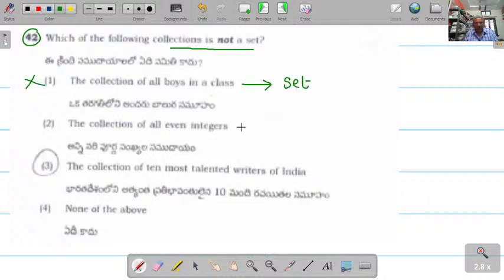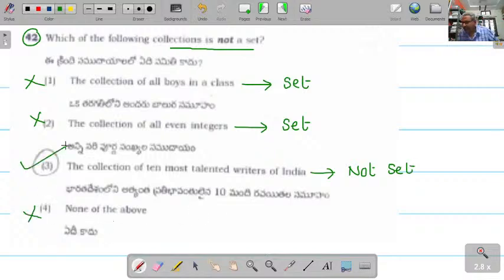The collection of even integers, yes, it's a set. It's well defined. The collection of the most talented writers of India. How could you say the most talented? There is ambiguity. It is not a set. So the third option is the right option. Yes, it is not well defined. Absolutely, Manikanta. So the others are sets, but this is not a set because it is not well defined.